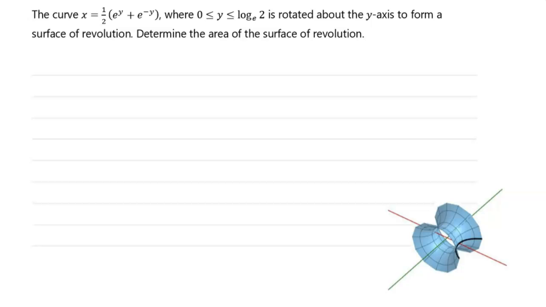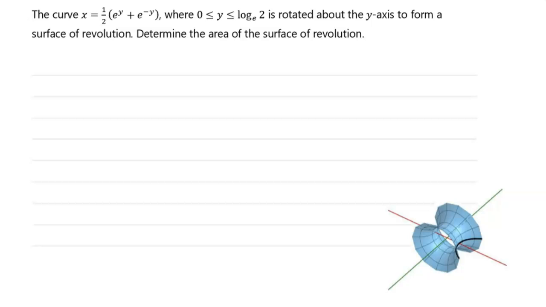Okay, rather interesting curve we have here. It's defined as x equals a half, and then in brackets e to the power of y plus e to the power of negative y. And in this case, we're told that y is in between 0 and log base e of 2, and we're rotating around that y-axis here to form a surface of revolution. So we're looking at, again, surface area, and we're rotating around the y-axis now.